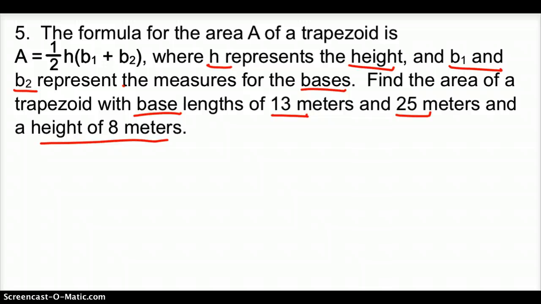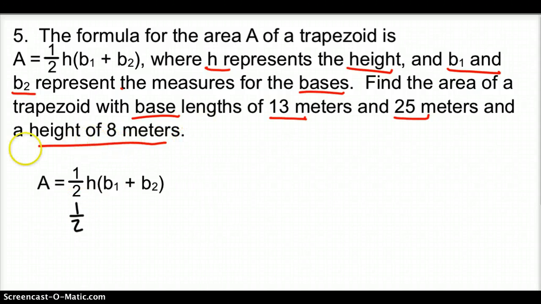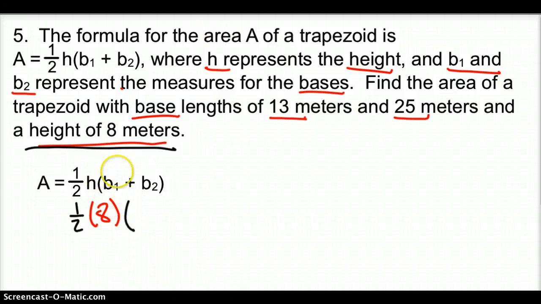Now we just have to plug it in. So as I drag my formula down, there it is. Now I have 1/2 from my formula. Now my height, it says 8 meters, so I'm going to plug that in. So it's 8. And then it says bases, but since we're adding it together, does it really matter where we put our bases in? No, so it's just going to be 13 plus 25. And now you just simplify.